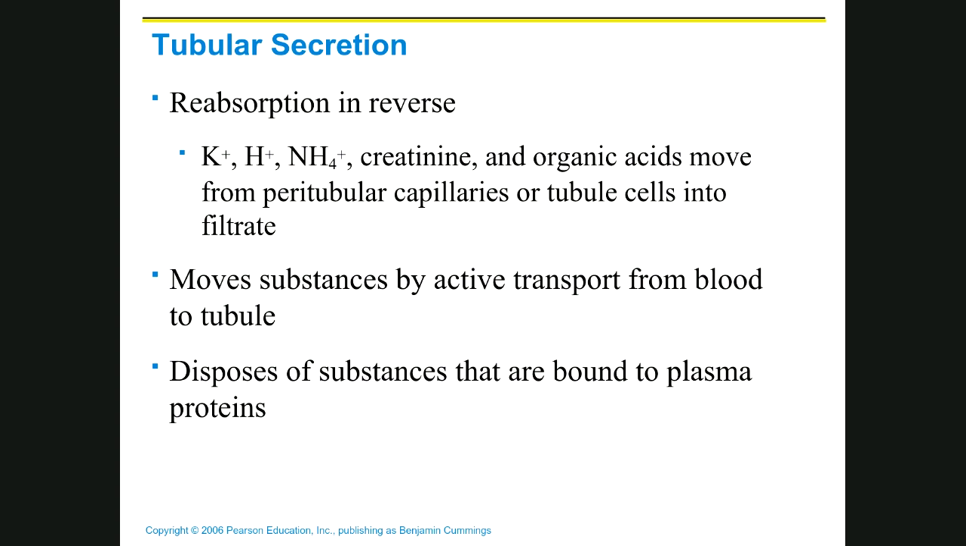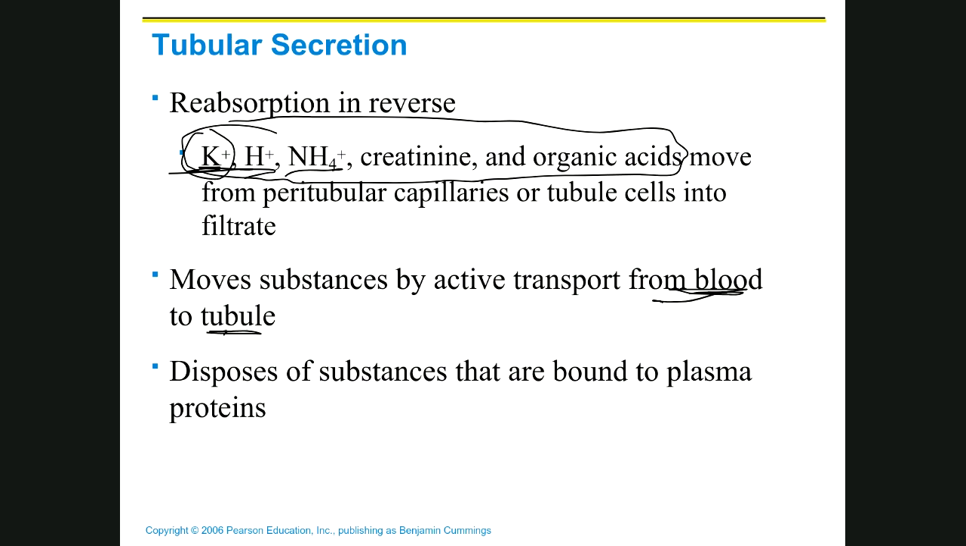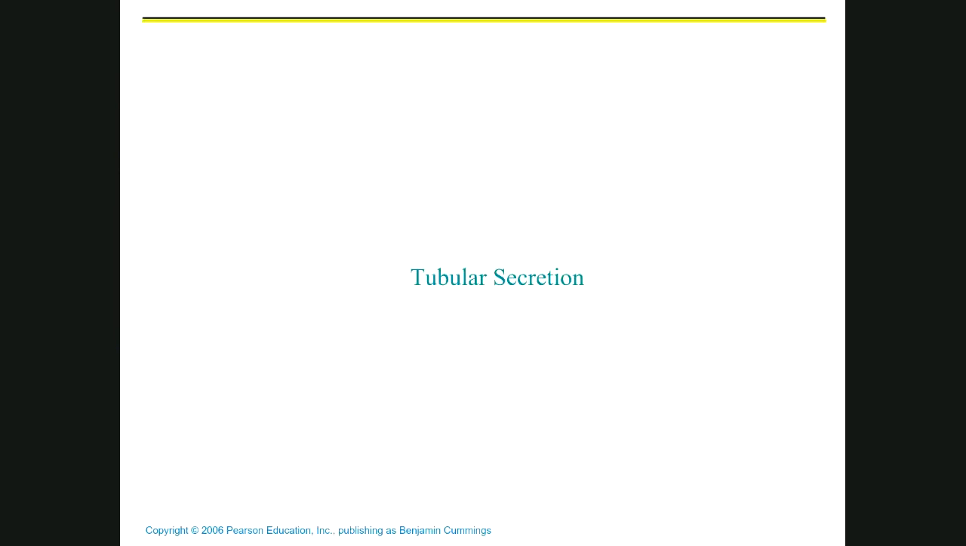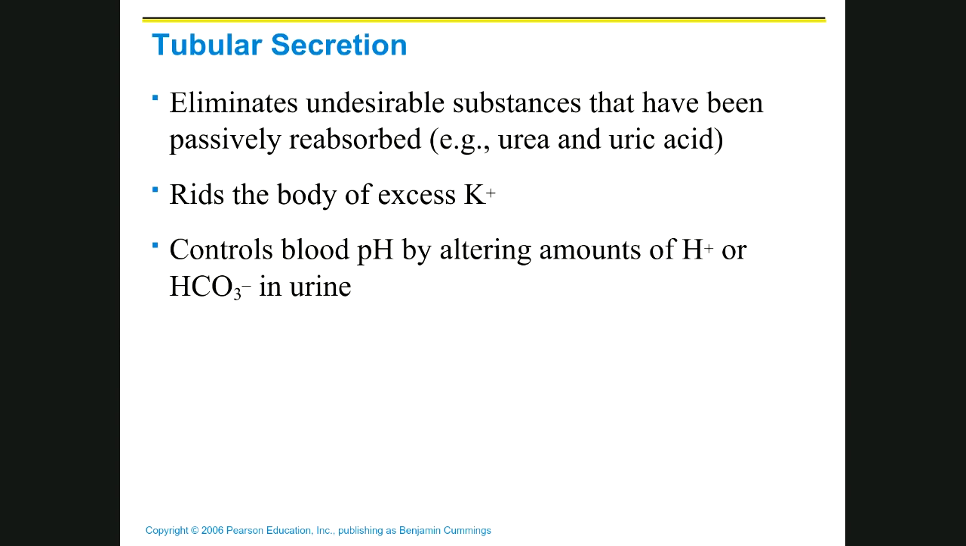And these are the things that we're going to secrete. So we secrete things like creatinine, ammonia. When we have aldosterone, we're going to do potassium, hydrogen ions. But we're going to take it from the blood and put it into the tube. And so it's going to go in this direction. Take it from the blood and put it into the tube. Again, it's going to happen by active transport. Here's another little video. You can watch it if you want at some point. But what it's going to do is it's going to get rid of excess stuff.